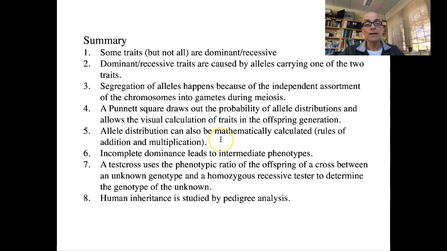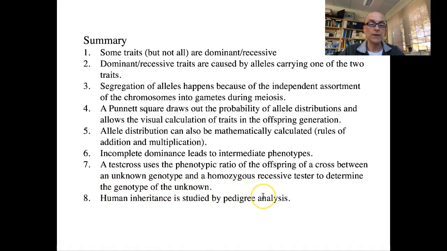You can calculate the allele distribution mathematically, and I spent a little bit of time talking to you about the rules of addition and the rules of multiplication. We spent just a brief moment looking at incomplete dominance, which leads to intermediate phenotypes. I spent quite a bit of time showing you how test cross works, and I would encourage you to do this on paper yourself and just see what would happen if you make the various combinations of the Punnett squares. But you will also do this in lab.